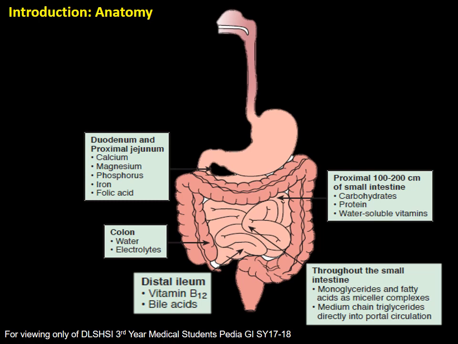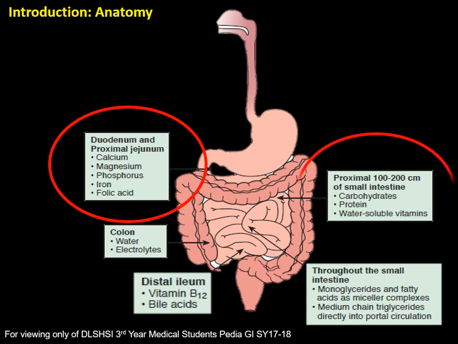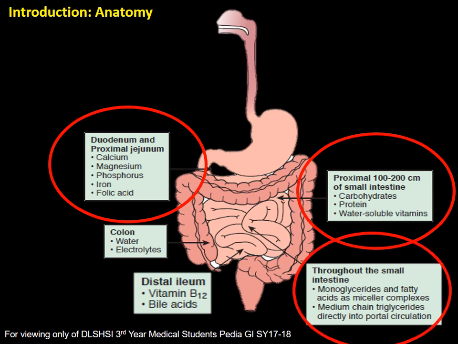With regards to absorption of different nutrients or substances, in the duodenum and proximal jejunum the following are absorbed. On the other hand, with regards to the macronutrients, most carbohydrates, proteins, and water-soluble vitamins are absorbed in the proximal 100 to 200 centimeters of small intestine, while throughout the small intestine, absorption of monoglycerides, fatty acids, and medium-chain fatty acids is possible. Lastly, vitamin B12 and bile acids are only absorbed in the distal ileum.